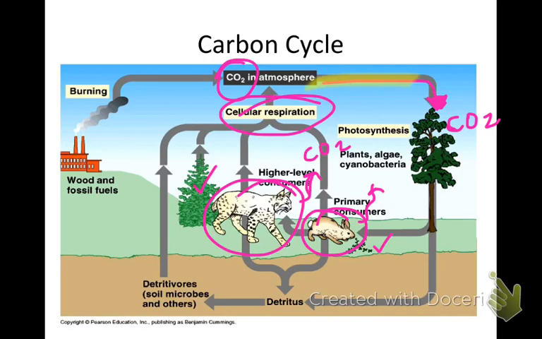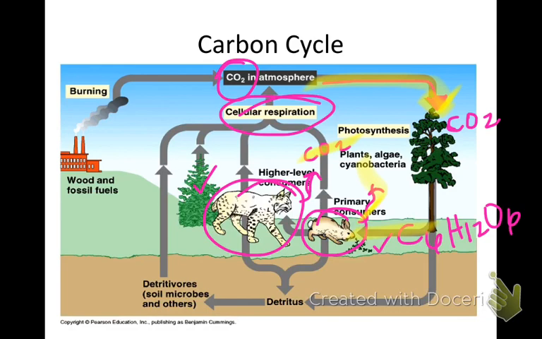CO2 from the atmosphere is used in photosynthesis of plants. Plants make glucose, because remember, that's their food source. Well, hot dog. Primary consumers eat plants because they're herbivores. So they get the carbon from that glucose. It goes in their bodies. And whenever they breathe out, they go through cellular respiration, they release CO2 back into the atmosphere.